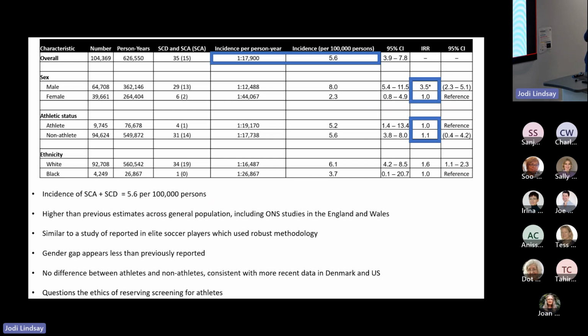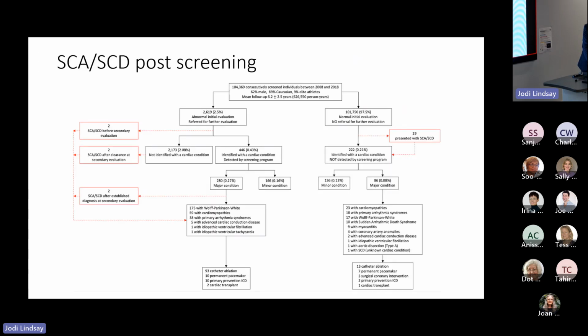We didn't find any significant difference in terms of athletic individuals, elite athletes, compared to the general population, which probably argues for the fact that if we're going to do it, we probably need to do it for every young individual rather than the elite athletes alone.